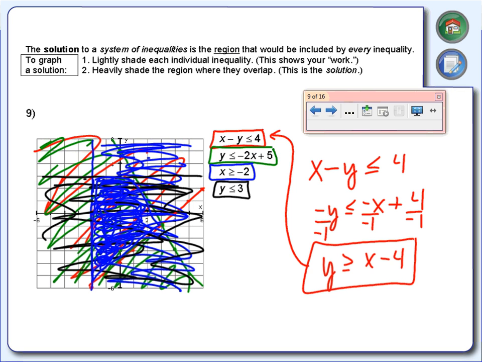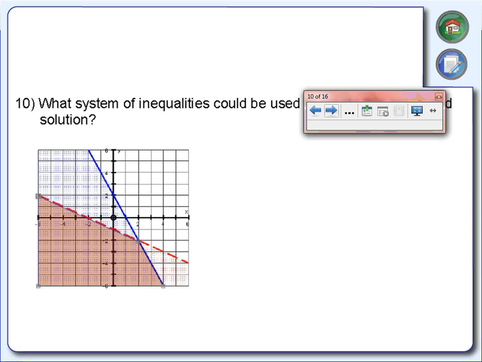Right in this area here. That's where all the solutions are to this system. All of these ordered pairs satisfy all 4 inequalities, and only those ordered pairs within that shaded area. Obviously, the more inequalities we have, the harder it is to find that overlap. We got one last thing here that we need to look at.